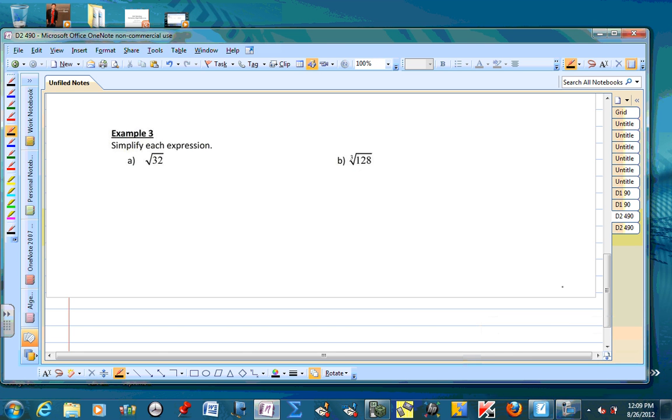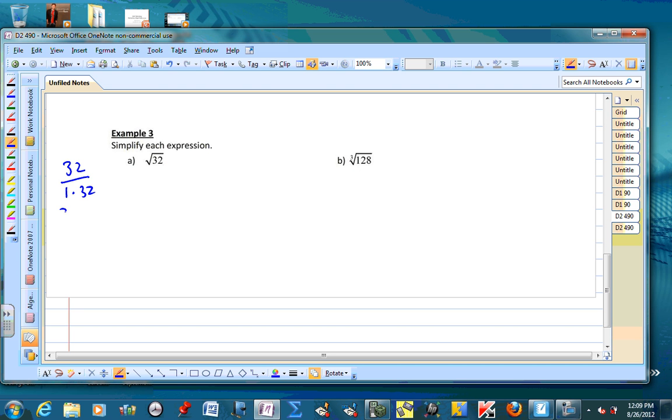Now let's take a look at example 3. We're asked to simplify some radical expressions, and there's two ways we can go about doing this. One way for part A, and hopefully for square roots we can do it like this, is somewhat of an intuitive approach. Let's think of factors of 32.